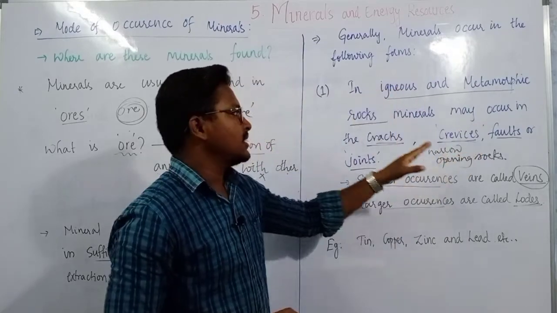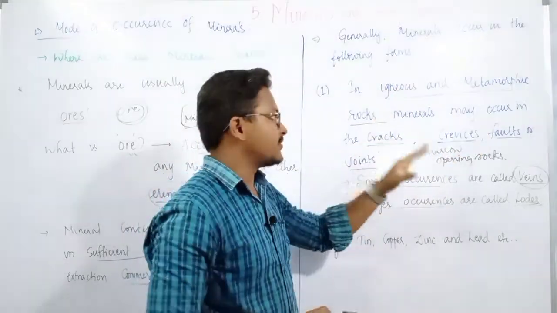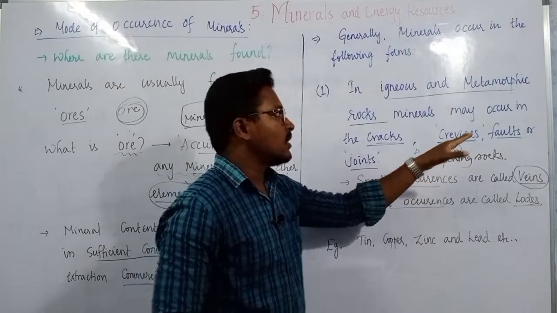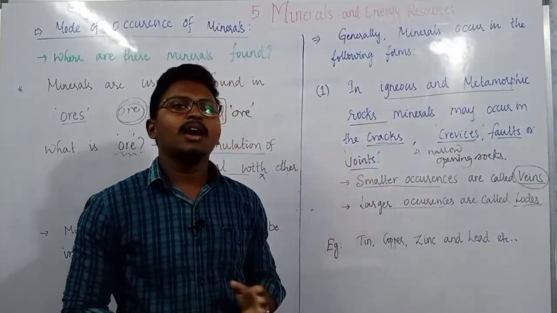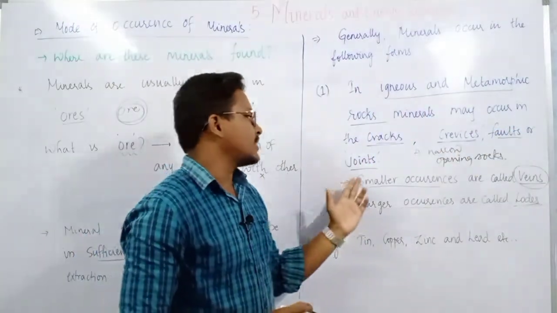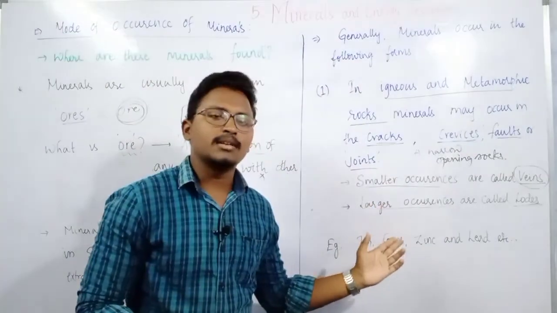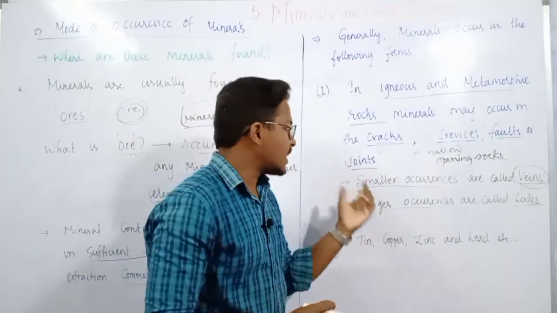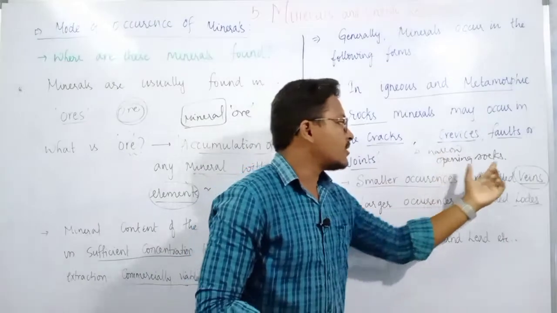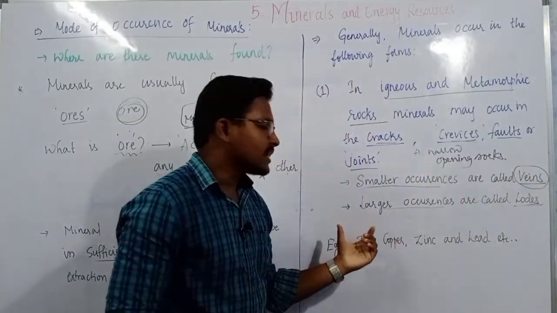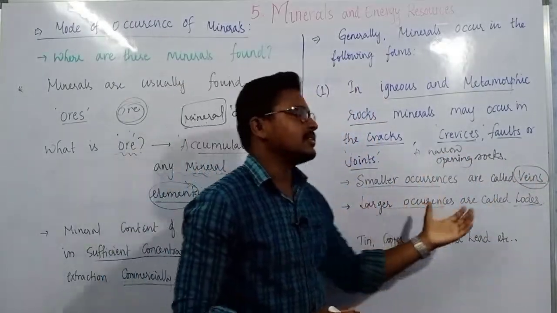And where do they occur? They may occur in the cracks of the earth's surface, maybe crevices of the rocks, or faults or joints. And they may occur in a smaller amount, or sometimes a larger amount. If they are occurring in the smaller size, we call them veins, and if they are occurring in the larger size, we call them lodes.